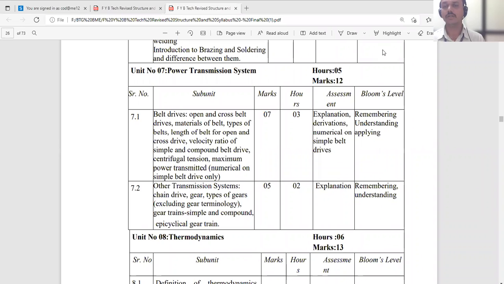In power transmission, what is meant by power transmission? In mechanical systems, whenever a shaft starts rotating, it produces power. If one shaft is connected to an engine, a motor, or a turbine, then the shaft starts rotating. If this is the shaft and it starts rotating, it means there is some power.